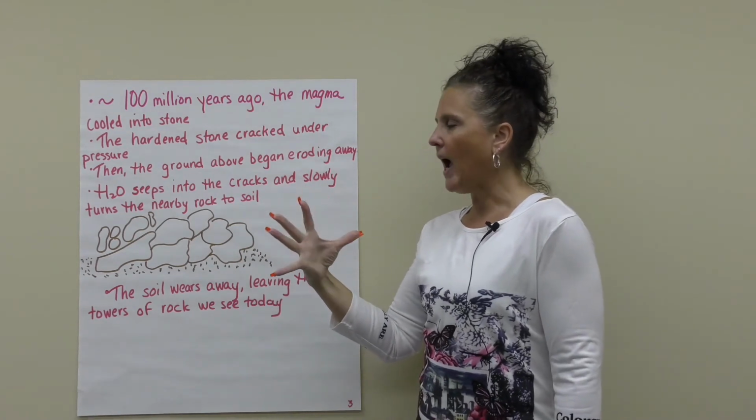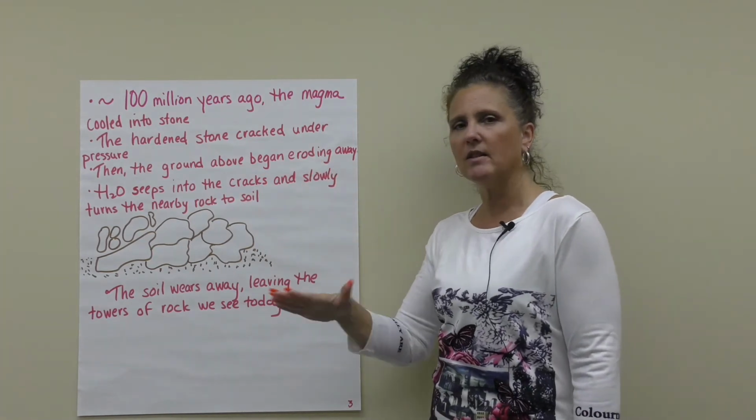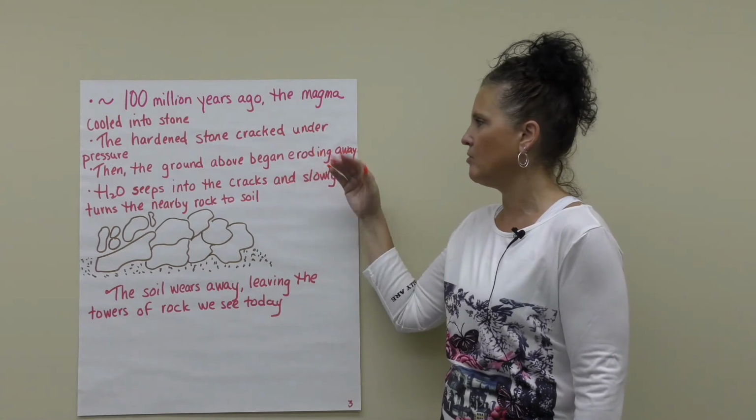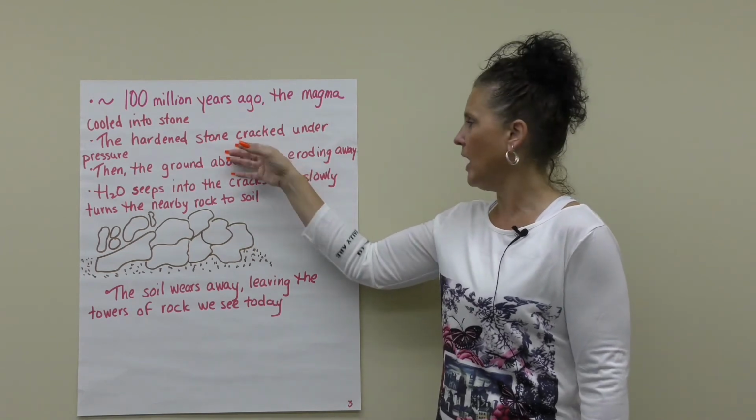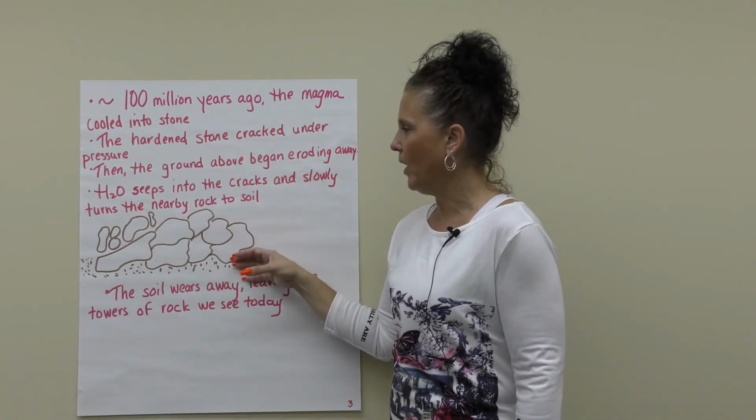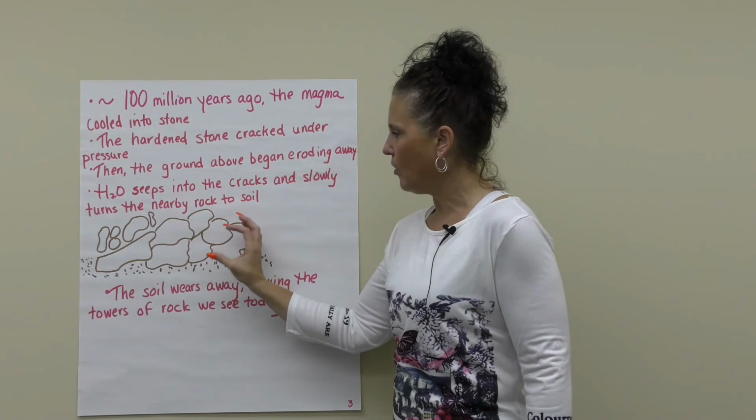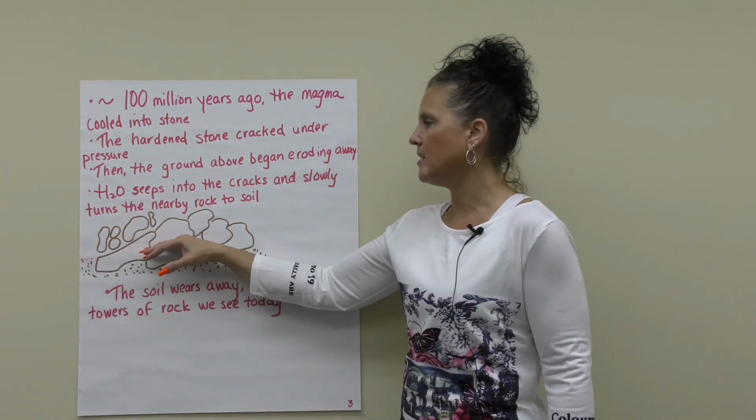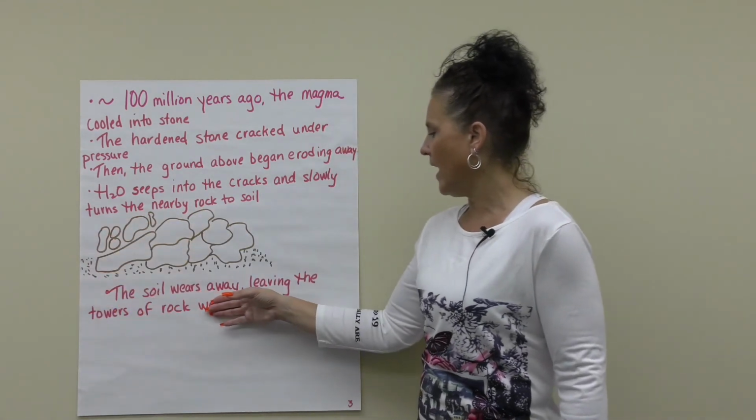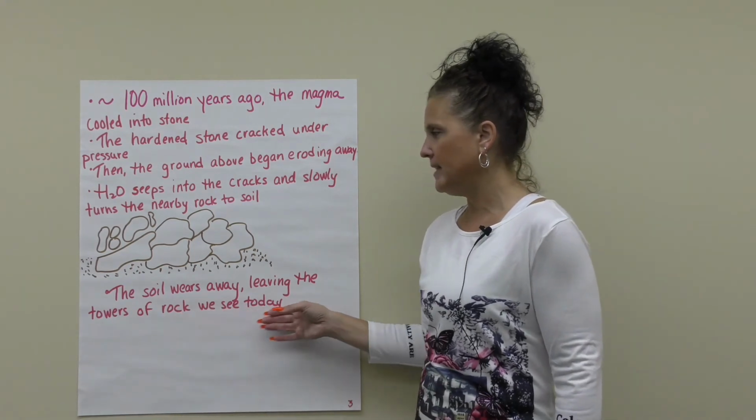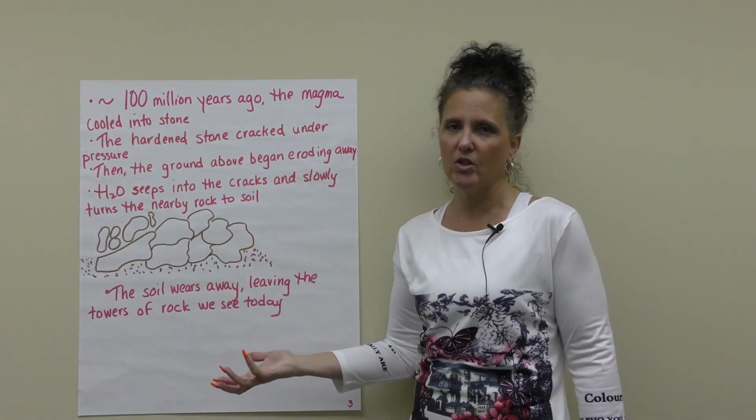As that stone cracks, the ground above it begins eroding away. You know what erosion is, that constant degradation of the soil above this rock. As it erodes, water seeps into those cracks, right where the stone cracked, and slowly turns the nearby rocks to soil. So we have all of this erosion that occurred, and these pieces of cracked rock are just lying here on top of each other. It kind of looks like someone stacked the rocks, but they didn't. That's the way they formed. And as that soil wears away, it leaves those towers of rock we see today. We're going to look at a little bit of video and some pictures of these rocks, but I wanted to tell you the process by which they were formed first.